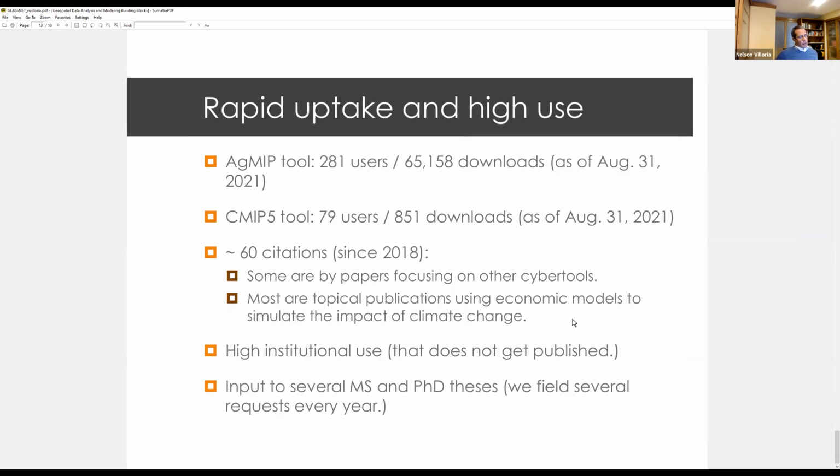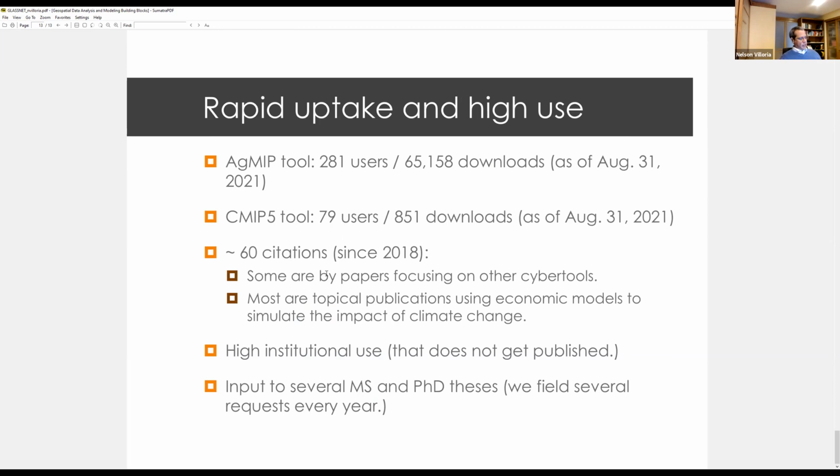Very rapid uptake. We were sort of impressed. As of today, I went on the tools yesterday, as it was mentioned, HUBzero allows you to track your impact. There have been 65,000 downloads of yield data and 851 downloads of climate data. So these are from unique users, almost 300 unique users.